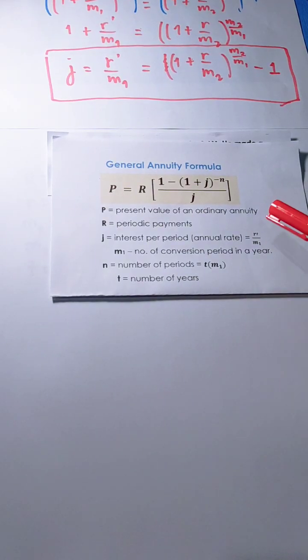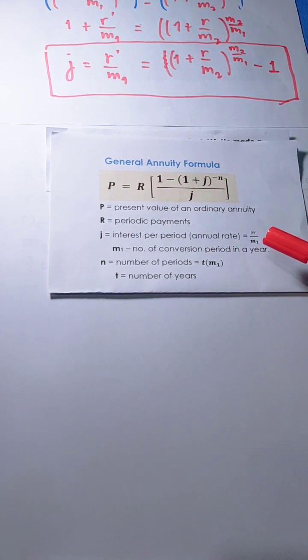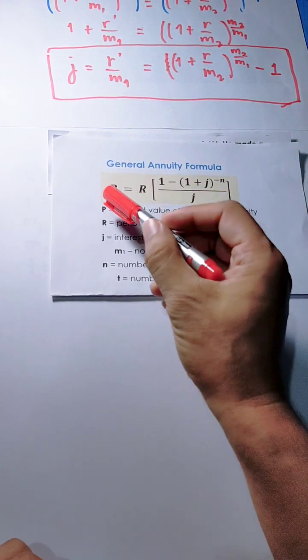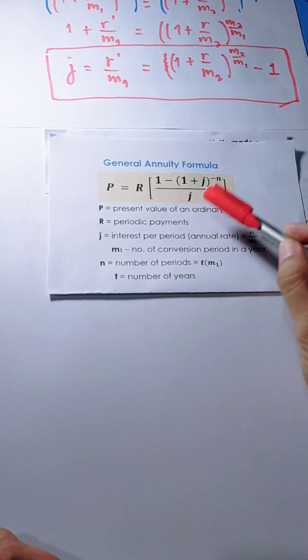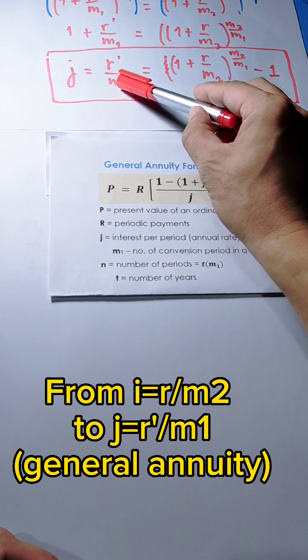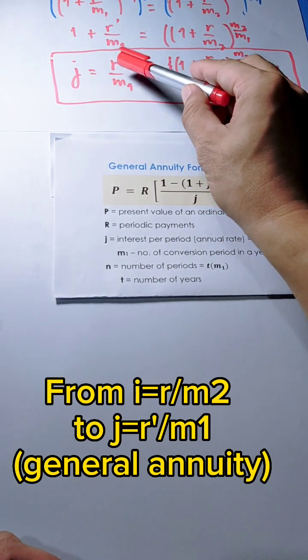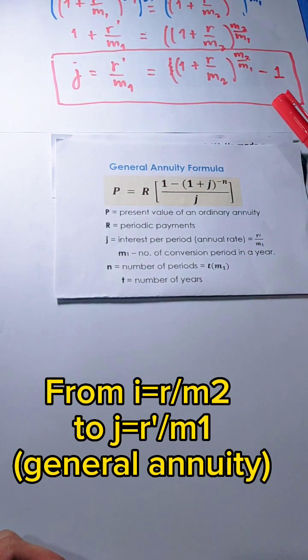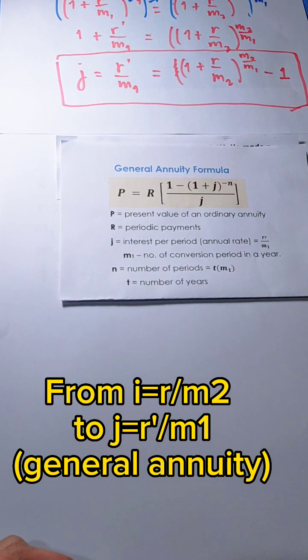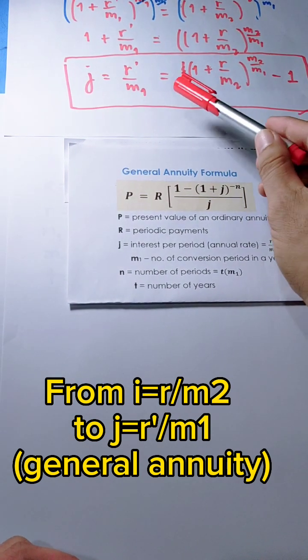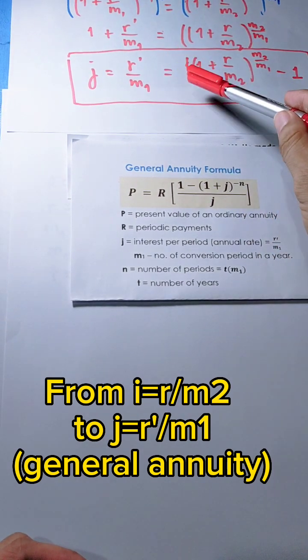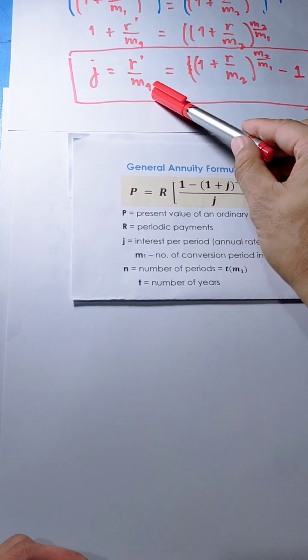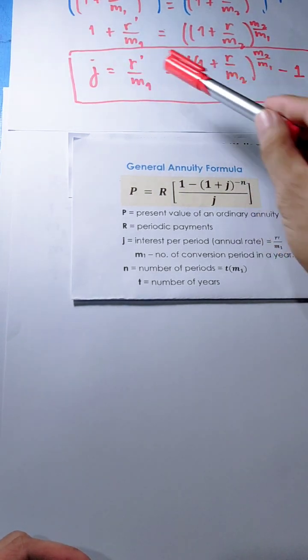Okay, finally, we have now the general annuity formula, which is the simple annuity formula, except that the J is equal to this one. Okay, J is equal to R prime, which is the converted rate already that we don't know. That will be equal to the original future value. And M1 is the converted compounding period as well.